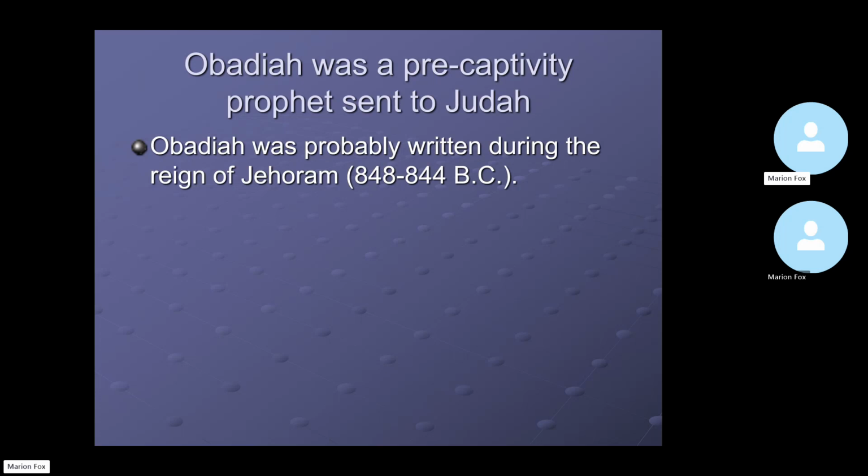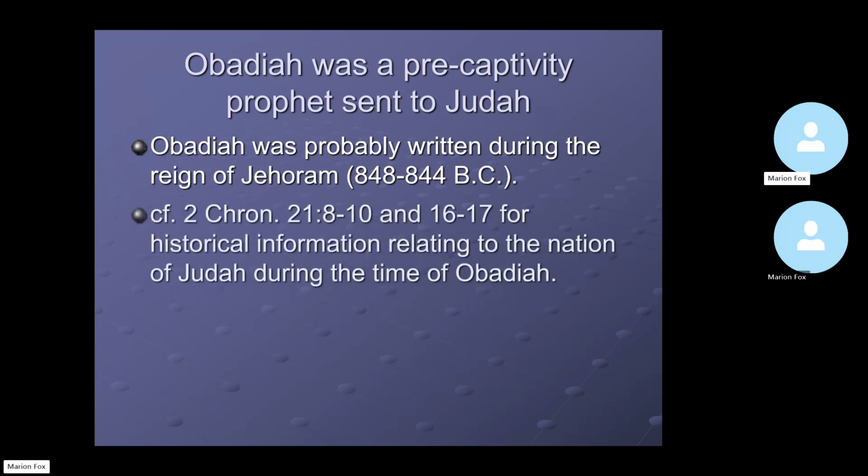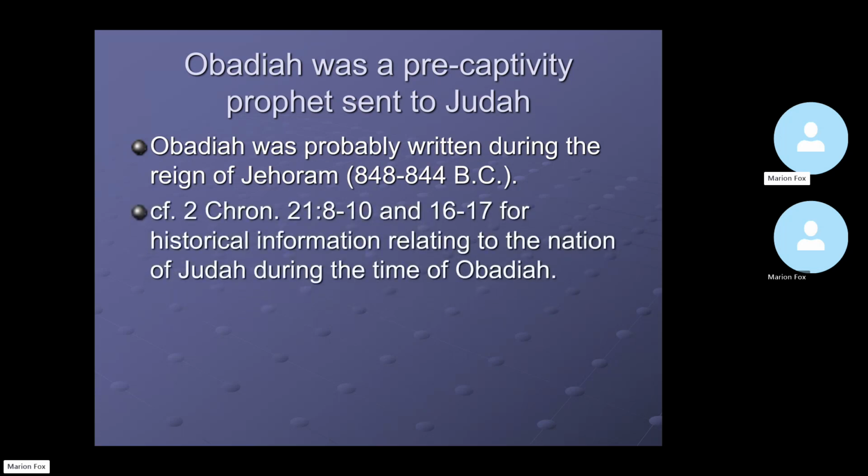But Obadiah was probably written during the reign of Jehoram. This would be 848 to 844 BC. And so he was during that reign. 2nd Chronicles 21, 8 through 10 and 16 through 17 gives you some historical information relating to the nation of Judah during the time of Obadiah.